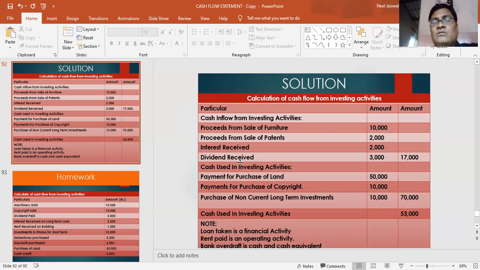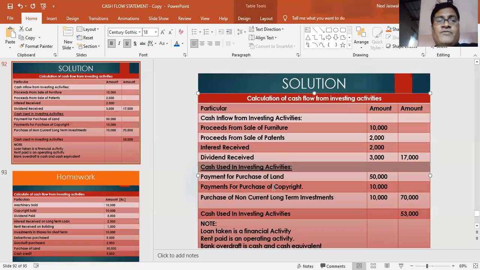And cash used is payment for purchase of land, 50,000. Payment for purchase of copyright, 10,000. And purchase of non-current long-term investment, 10,000. So this whole amounted to 70,000. When we subtract cash inflow from cash outflow, we get the total cash used. It is a negative figure: 53,000 is cash used in investing activities.